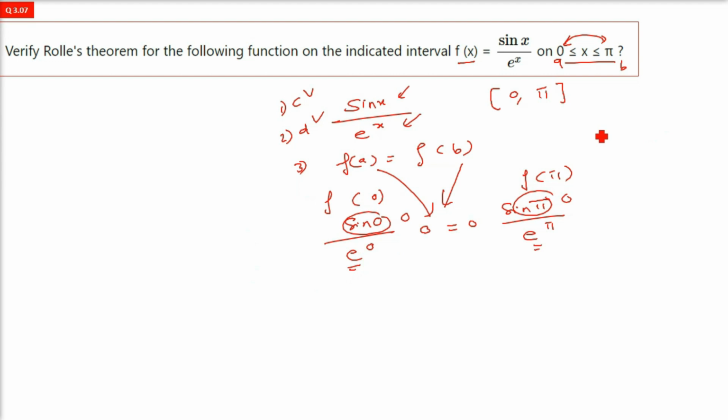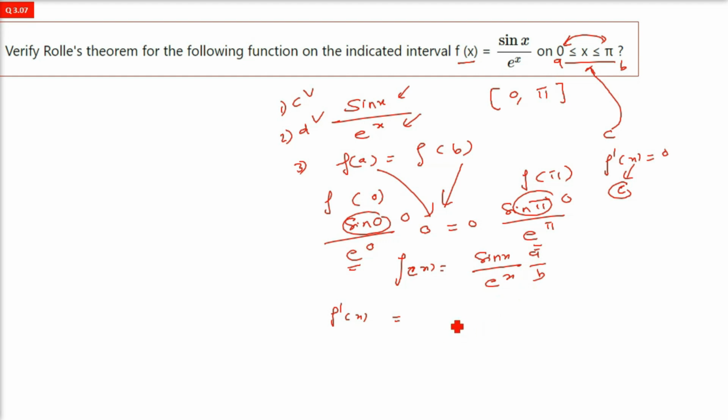When you prove all these three, the final thing is there is a c between 0 and π which will give you the differentiation of this function as 0. That is f'(x) is equal to 0. The x which will give this function differentiation as 0, that x will be c. And that c has to lie between 0 and π. So this is f(x) = sin x divided by e raised to x, and for f'(x) you can use the quotient formula, that is the P by Q form.